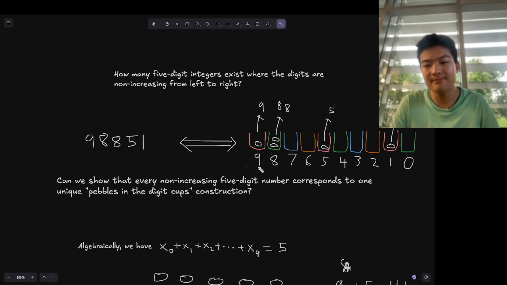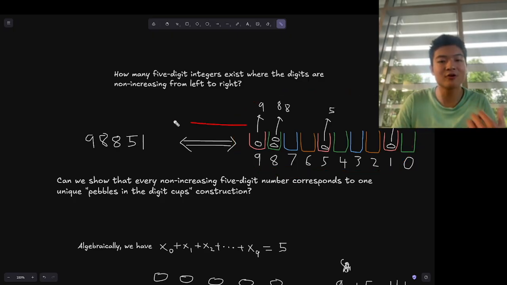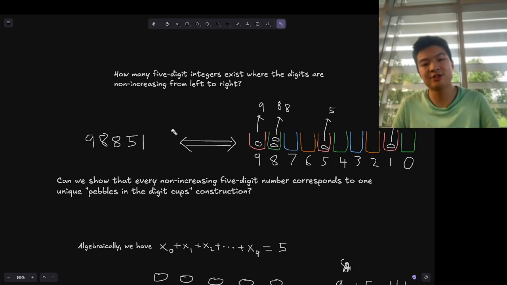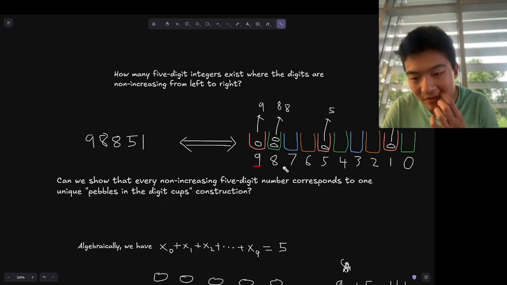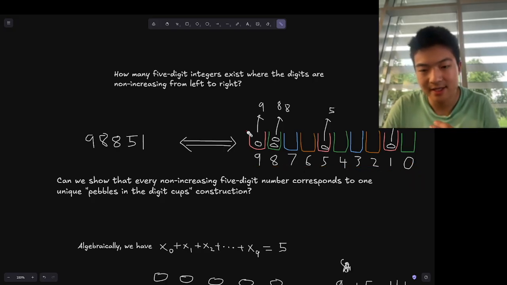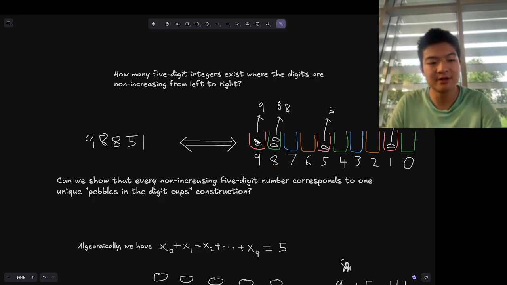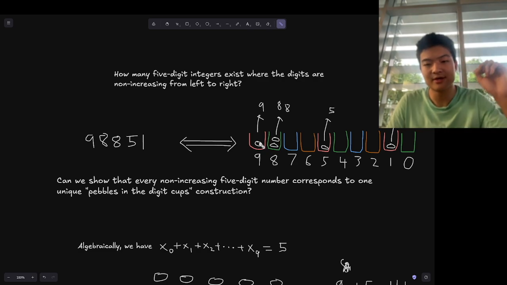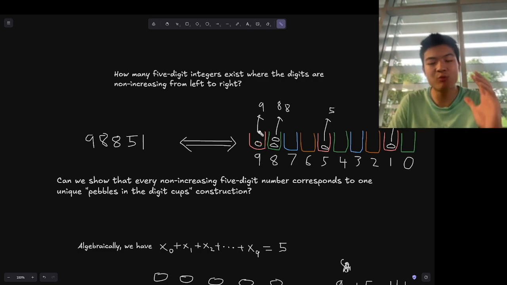Now, what if I'm given a construction on the right-hand side and I'm asked to reverse this to get a 5-digit integer that's non-increasing from left to right? Well, again, we look at this from left to right. Start with the bucket labeled 9. Imagine pulling out the pebble this time. And as you pull out the pebble, imagine that some magical force turns that pebble into the digit 9.